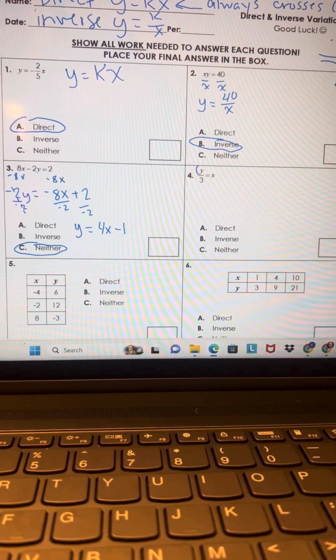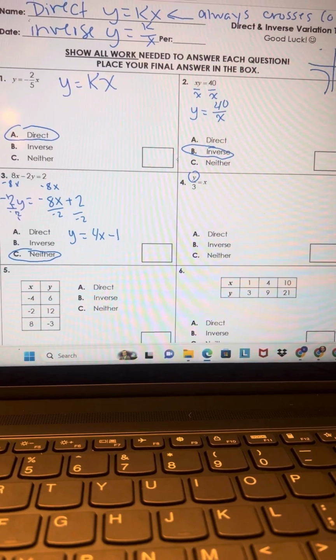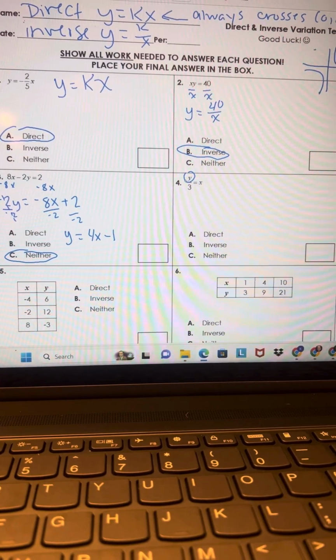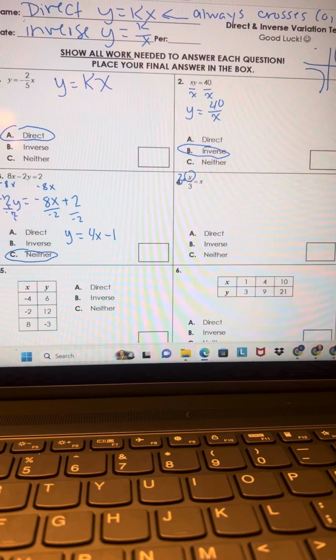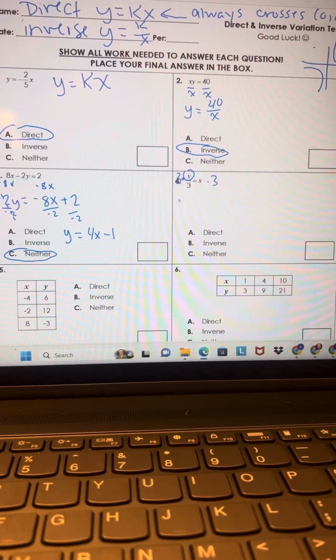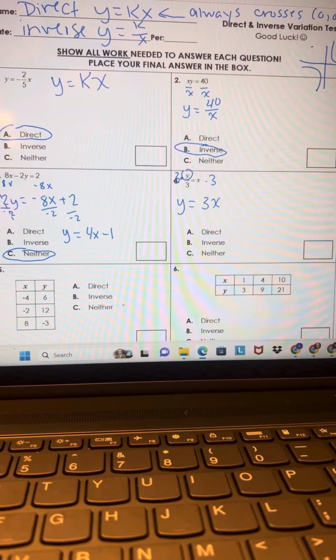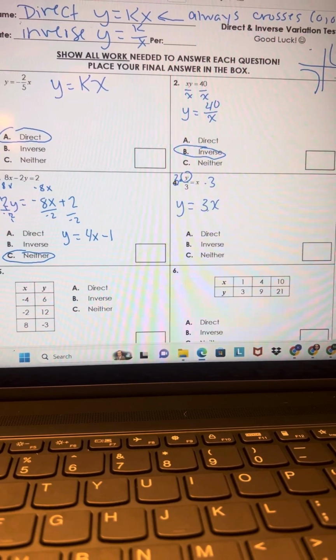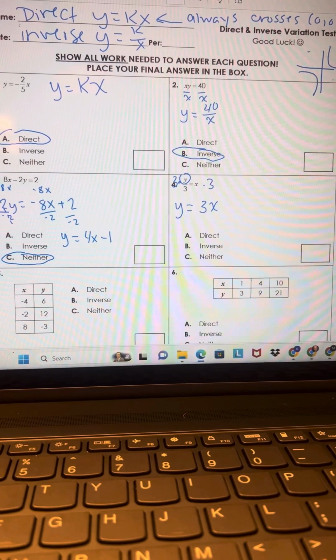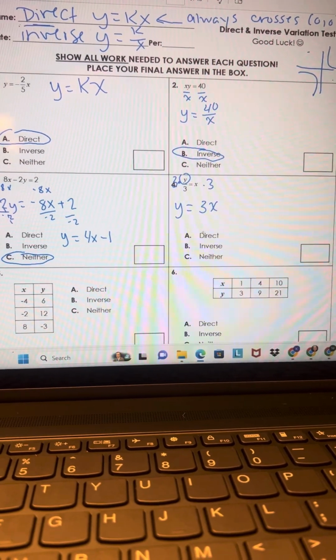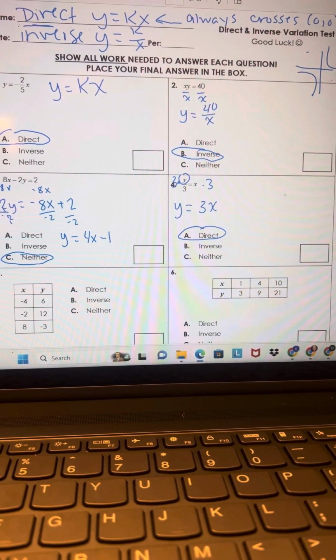Looking here at number 4, you want to get y by itself. Currently we have y divided by 3. So we're going to multiply both sides by 3. And that is y equals 3x. Y equals a number times x is direct variation.